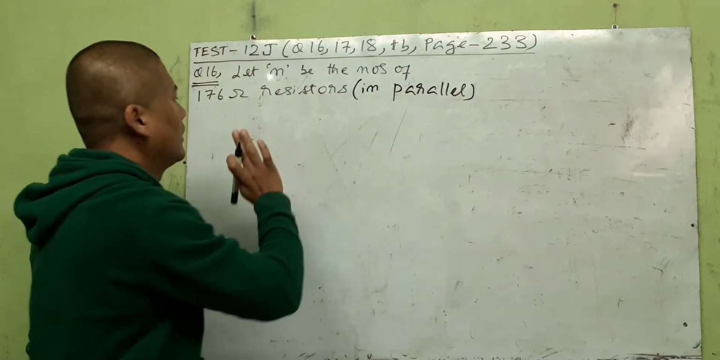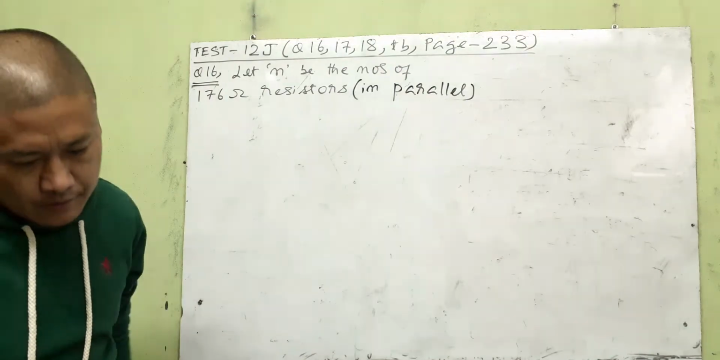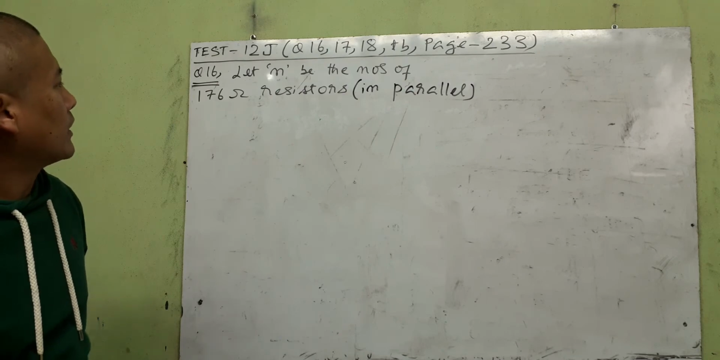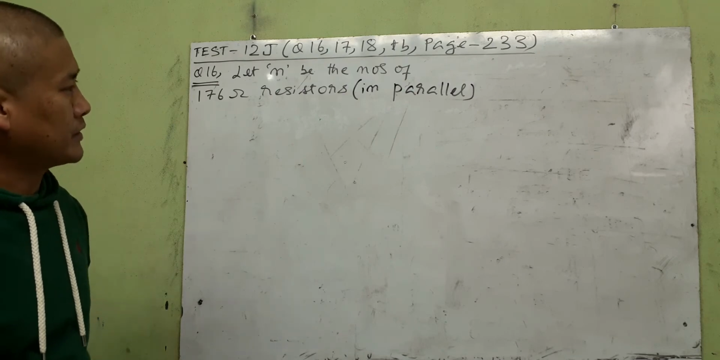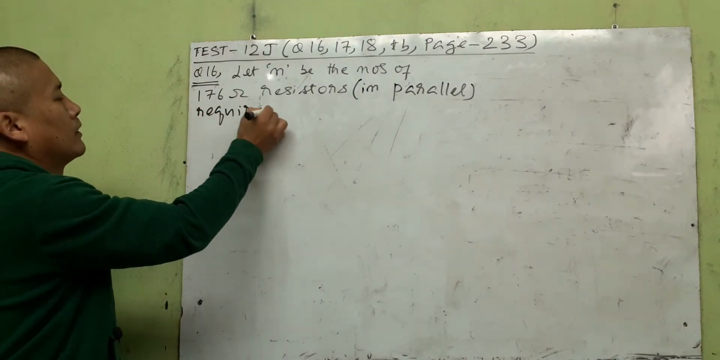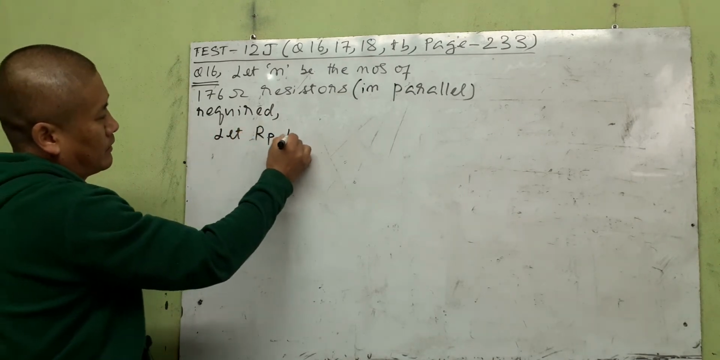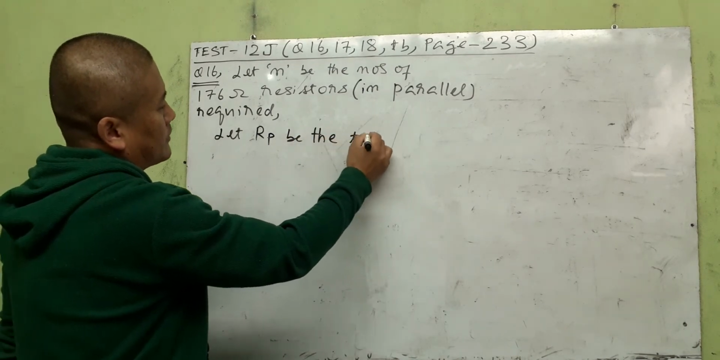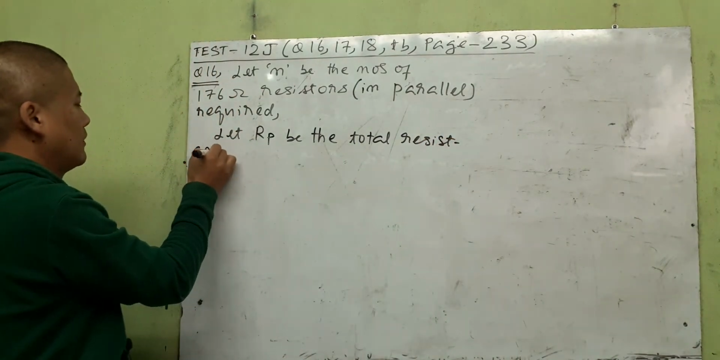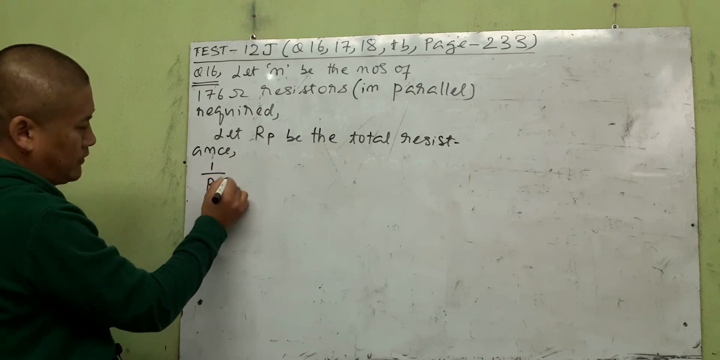So how many of the 176 ohm resistor type, if you connect in parallel, will you get that condition? That's what the question is saying: n be the number of 176 ohm resistors in parallel that will be required for the given condition. So for this, since they are in parallel, let Rp be the value of the total resistance. Clearly they are in parallel, so the formula will be the parallel formula, the reciprocal of the total.